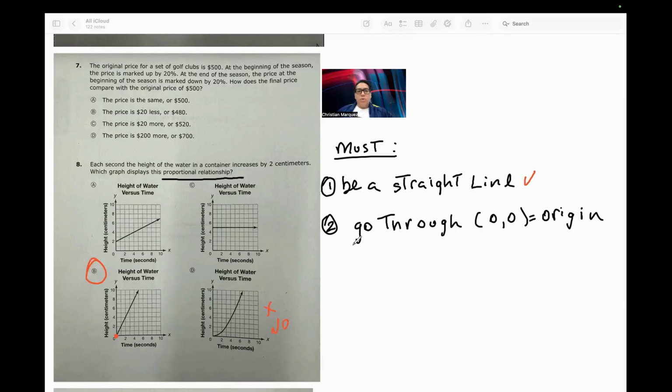So therefore, to be defined as a proportional relationship, if this is y and this one is x over here, this line has to be a straight line and needs to go through the origin like this. Okay, I'm going to use another color here. All right, and that's it. This is the definition. Okay. Now let's continue with one more question.